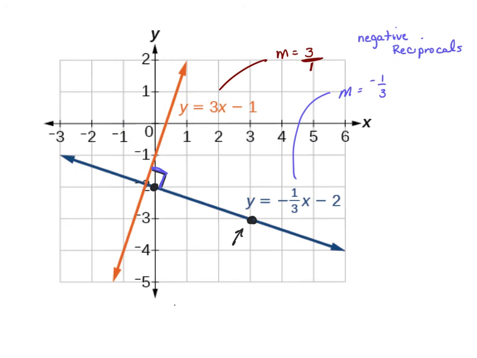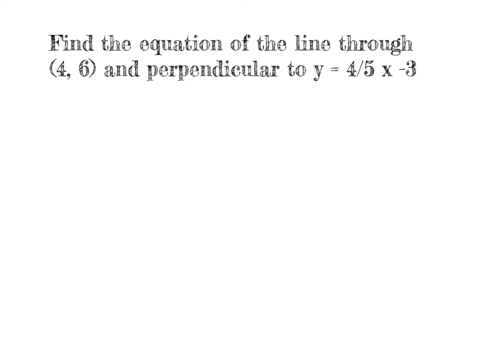So let's take a look at the particular lines. So this time I want a line that goes through the point. So here's my point, 4, 6. But this time I got to be perpendicular at a right angle to this line right here. So let's take a look at the problem again. I want to be perpendicular to this line. This line has a slope of 4/5.